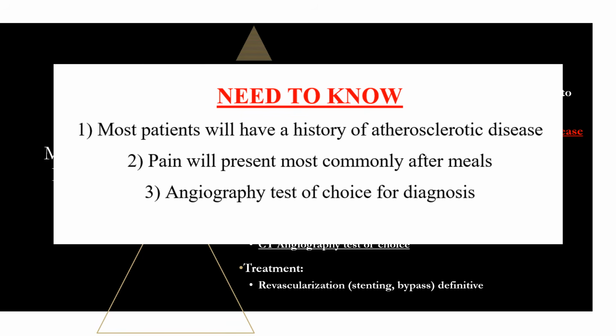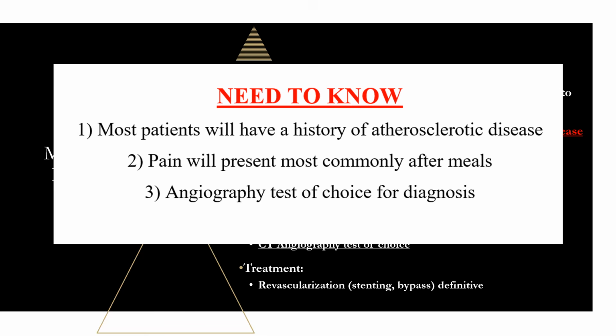Now, what do you need to know? There's really not a lot here, but you need to know that most patients are going to have a history of atherosclerotic disease, and they very well may mention that in the vignette, that this patient has been being treated for coronary artery disease and then had this pain after eating a meal. You need to know that the pain is most commonly going to present after meals. I would say that's the most important thing you need to know. Remember that, because that will be the way it's asked. And then you need to know that angiography is going to be your test of choice for diagnosis. So a CT angiography. You can do MR angiography as well, but remember, you're normally going to do CT because it's cheaper, it's faster.